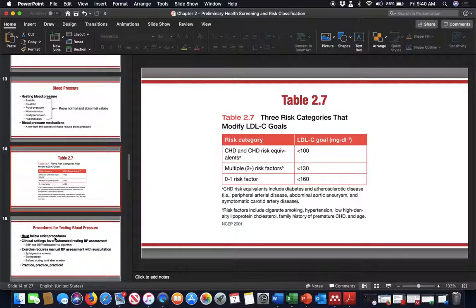For HDLs, it's 60 or above that is optimal. Really, the goal for being in health, even though above 60 is the best, clinically is above 40 milligrams per deciliter that we want to have at that point. So we're looking at it from that standpoint. All right, and then total cholesterol, we want it to be under 200.